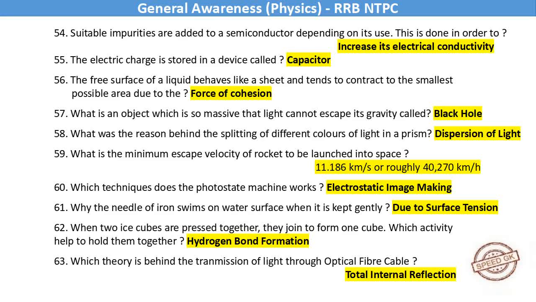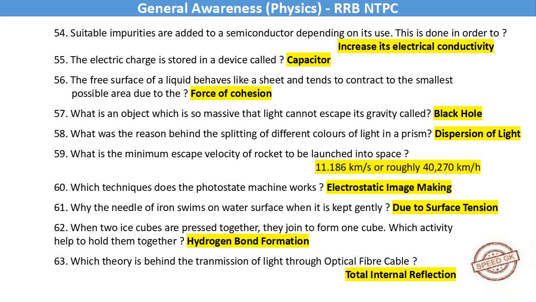Suitable impurities are added to a semiconductor depending on its use. This is done in order to increase its electrical conductivity. The electric charge is stored in a device called capacitor.